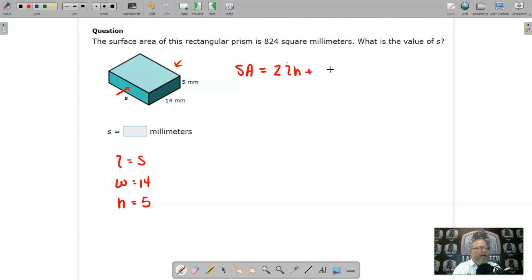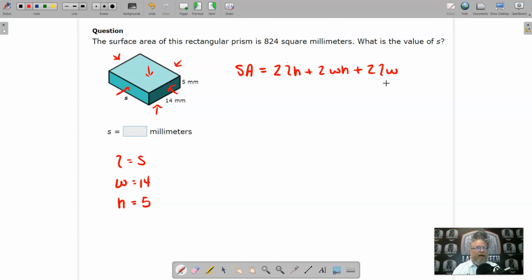And we're going to add to that 2 times the quantity of the front and the back here. So the front would be 14 by 5, and that is actually our width and our height. Width and height. And add to that 2 times the top and the bottom, right? And this is going to be our length and our width.